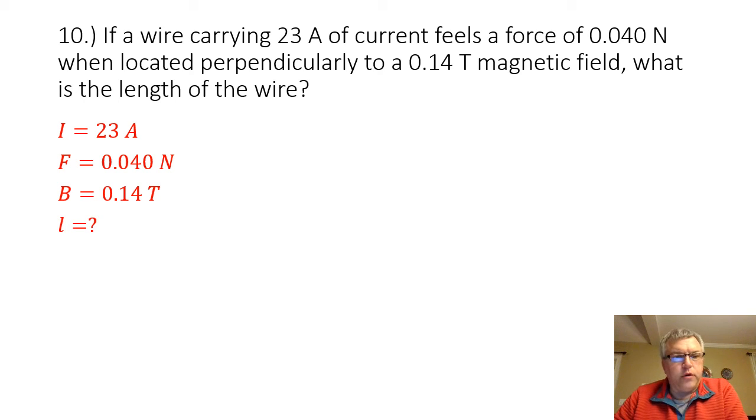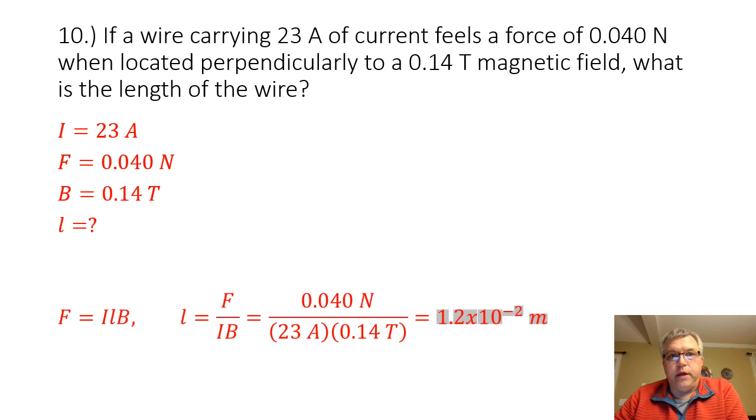So once again, I'm going to use F equals ILB. This time around, I am going to solve for L, or for length. And I'm going to have L equals F over I times B. Plugging in my known values is going to give me a length of 1.2 times 10 to the minus second meters.